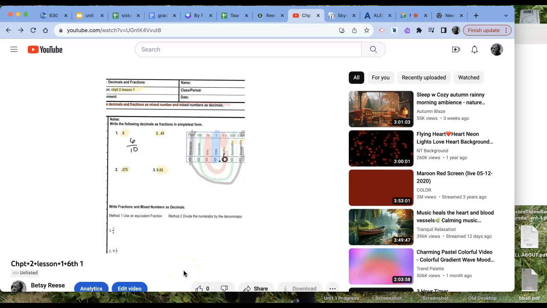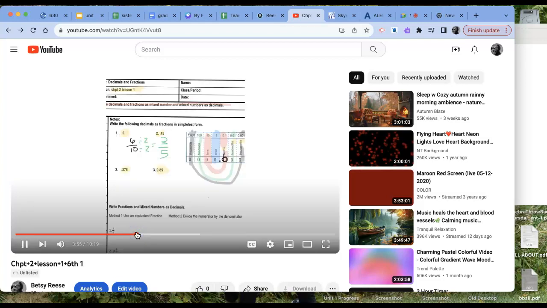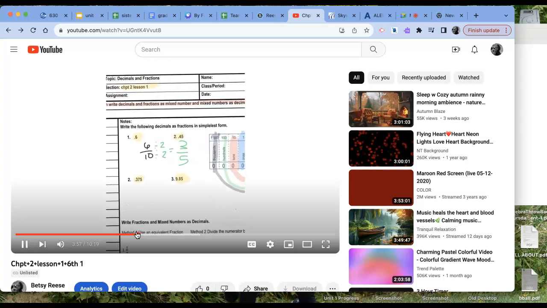Alright, so we have 6 over 10, and in order to get this into simplest form, I'm going to decide what it is divisible by. So we're going to divide both the top and the bottom by 2, and then we would get 3 over 5.